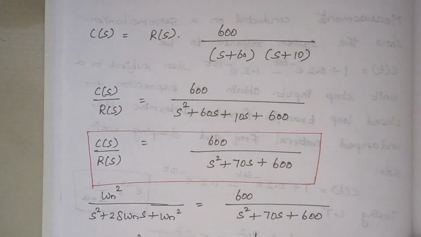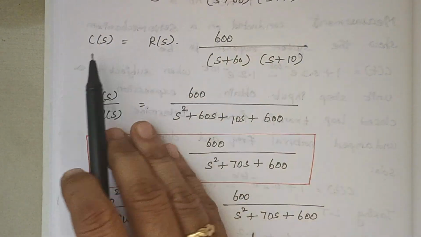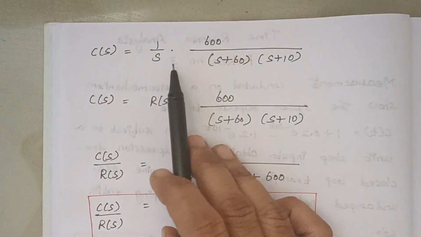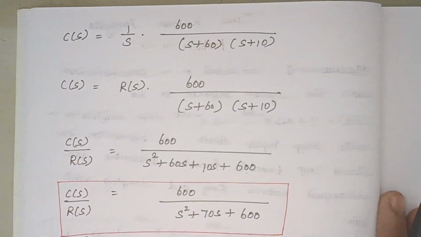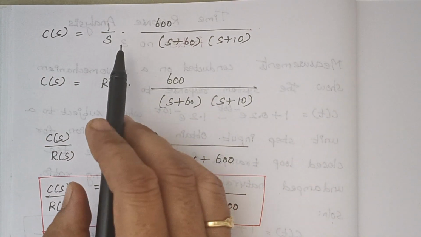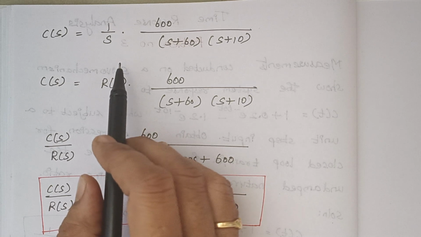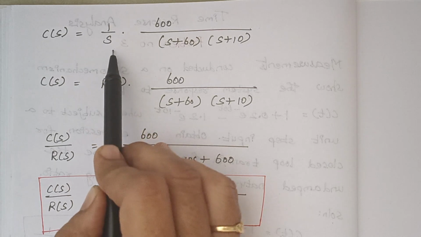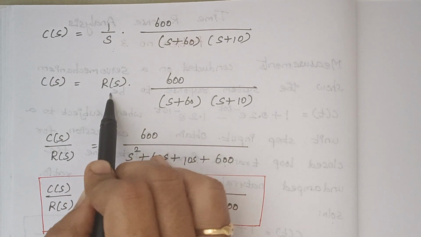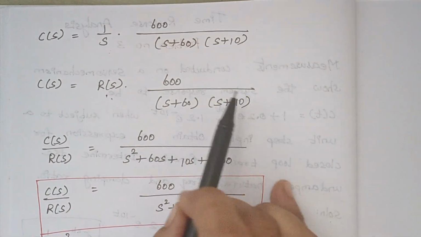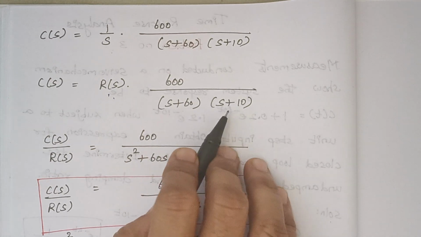So this is our expression. C of s is equal to R of s into, that is 1 by s into 600 by s plus 60 into s plus 10. This 1 by s can be written like that because in the problem the input is unit step. So for unit step input, that is expressed as 1 by s, right? So here R of s is the input. So in the place of 1 by s, I am writing R of s. The remaining terms as such, 600 by s plus 60 into s plus 10.